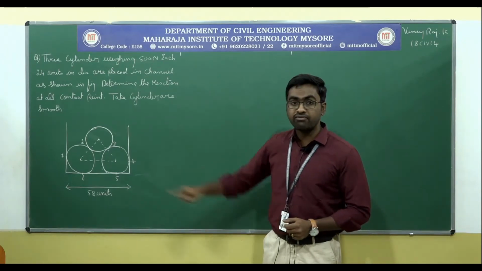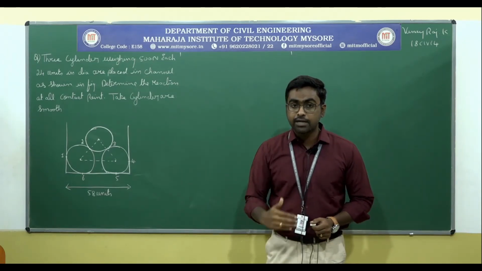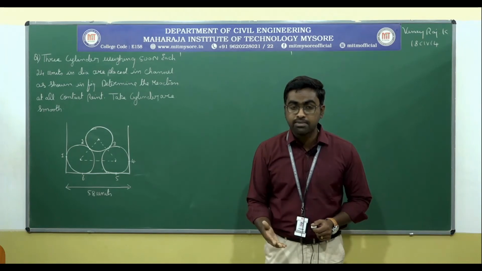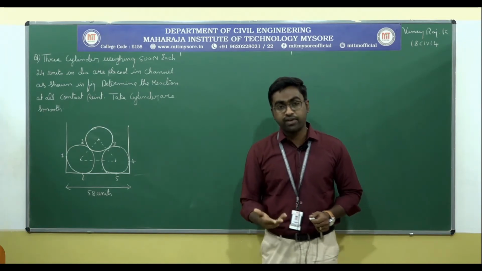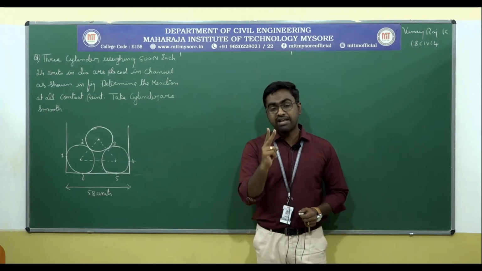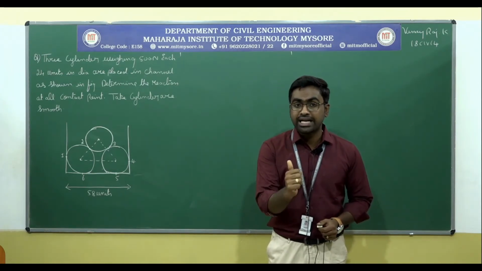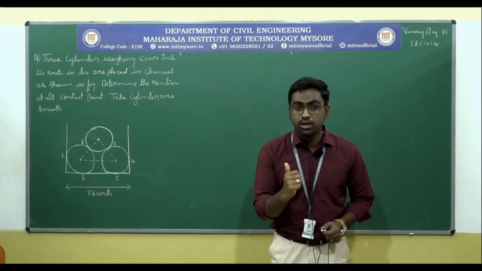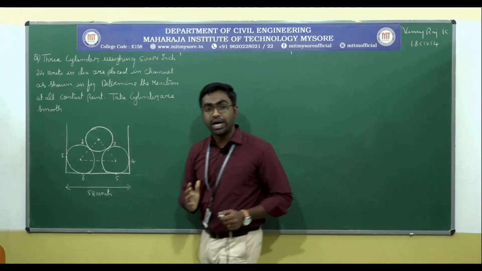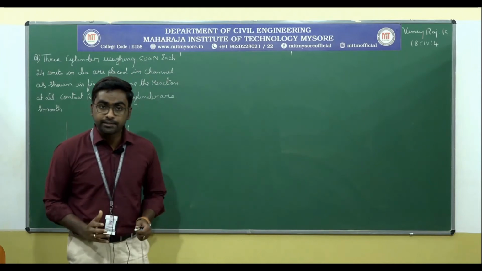So in this problem we are having 3 cylinders. That means we can draw 3 free body diagrams. So using one free body diagram, you can easily find out 2 unknowns. With 3 free body diagrams, you can easily calculate 6 unknowns. So this is how you need to analyze the problem, right?